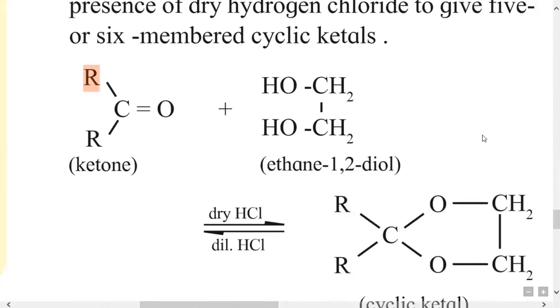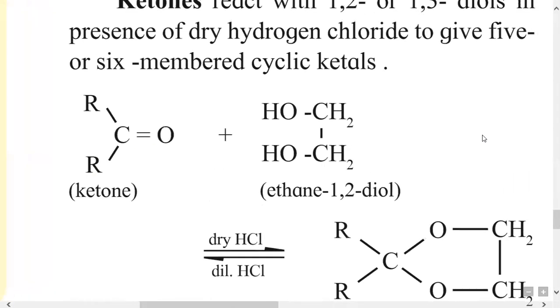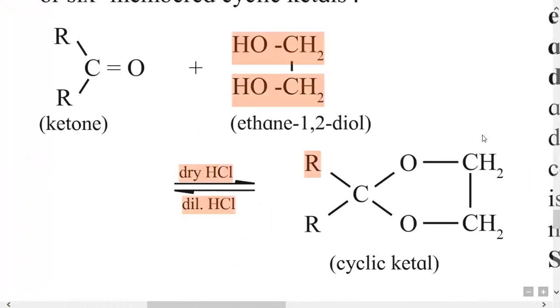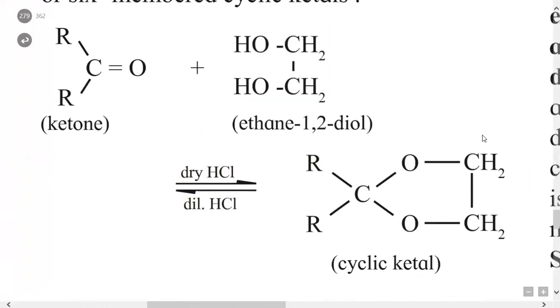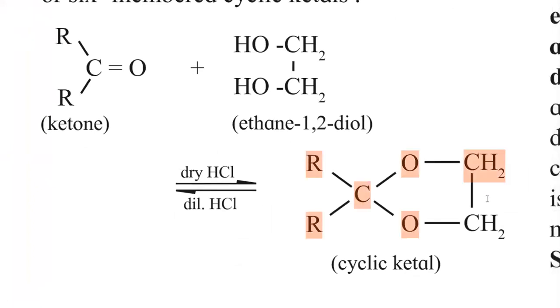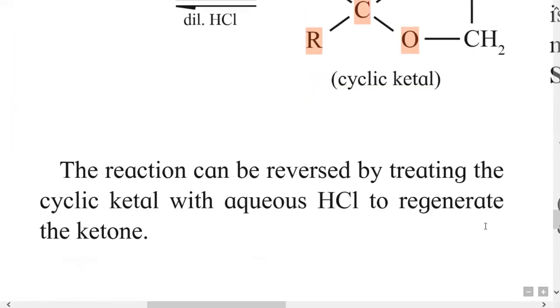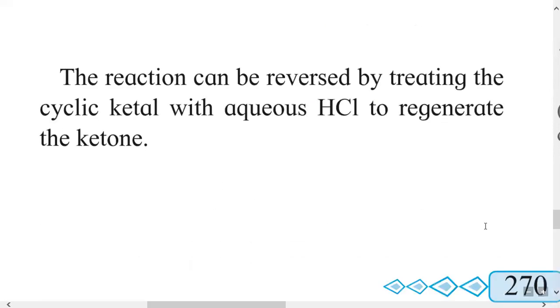Here the reaction is: this is a ketone, general formula R-C=O-R. When it reacts with this dihydroxy alcohol, that is ethane-1,2-diol, in the presence of dry HCl, we get the product, a cyclic ketal, that is RC(R) with OCH2CH2O. This is cyclic ketal formation, a 5-membered ring forms here. The reaction can be reversed by treating the cyclic ketal with aqueous HCl, which regenerates the ketone.